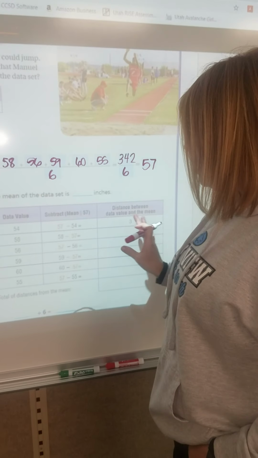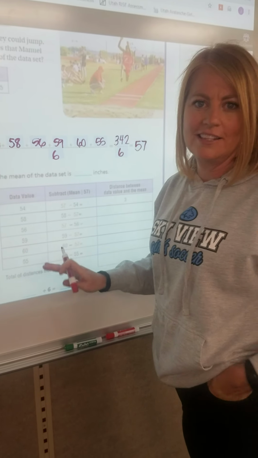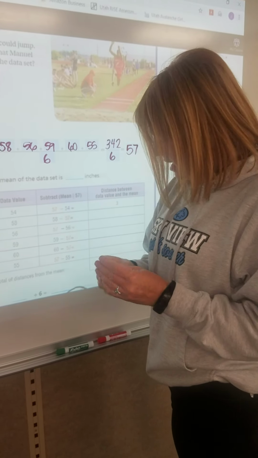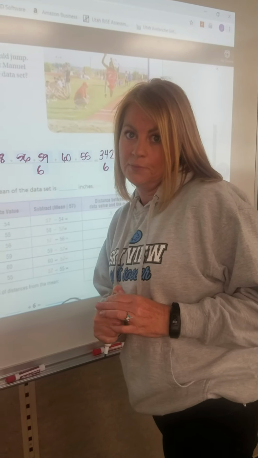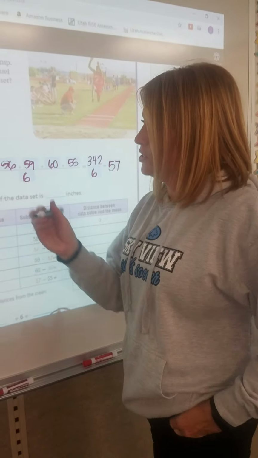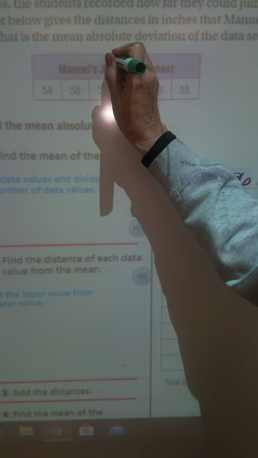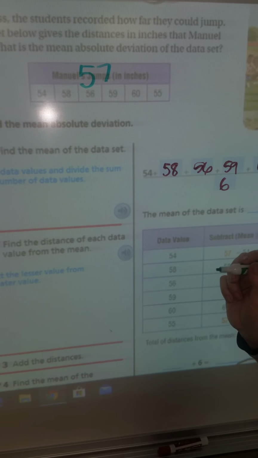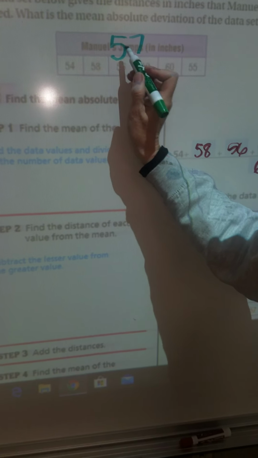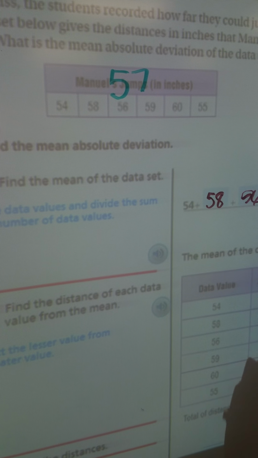Okay? Now, our book uses this fancy table to calculate the distances from the mean. And I think it's very unlikely that you will use a table. And so, boys and girls, all we're going to do is go back to my original data set. And I know that the mean was 57. And I'm going to figure out how far away each of these data values is from 57. And I'm going to write it right by that so that we can see.